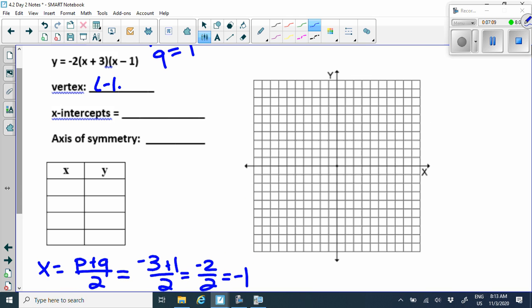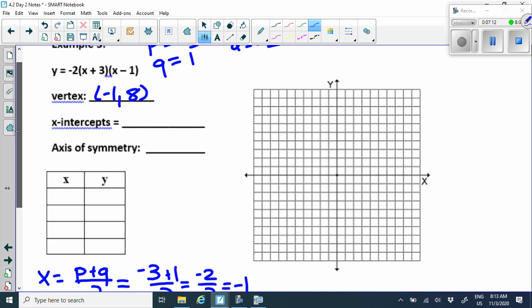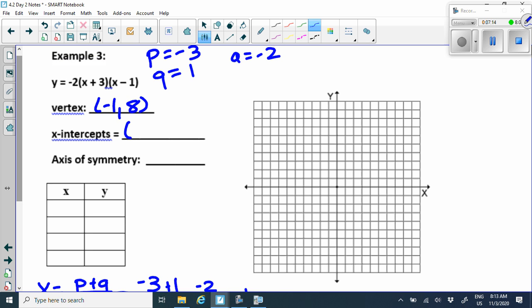Okay, so we have negative 1, 8. Okay, let's do our X-intercepts. We have negative 3, 0, and 1, 0. Remember, P and Q is the opposite of what you see, and that negative 3 and 1 represent the X-intercepts, so where our graph crosses the X-axis, meaning the Y value has to be 0. And then the axis of symmetry is going to be X equals negative 1.